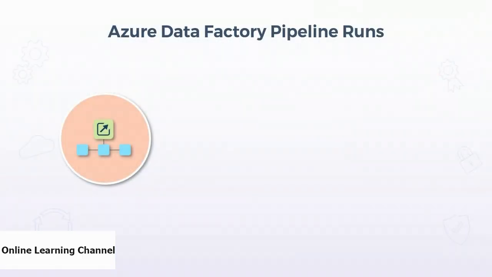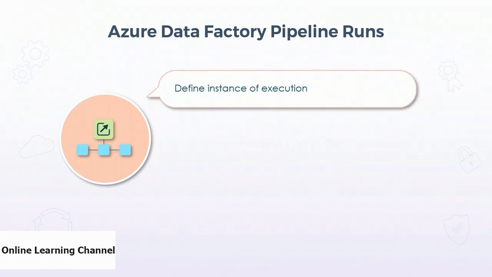In Azure Data Factory, we define pipelines to represent our workflows. Once a pipeline has been defined and configured, it can be run. So let's talk about pipeline runs. Let's start with the definition. A pipeline run is an instance of a pipeline execution. So let's say that you opened up your pipeline and selected to manually run it. Well, that execution would be logged as a pipeline run.